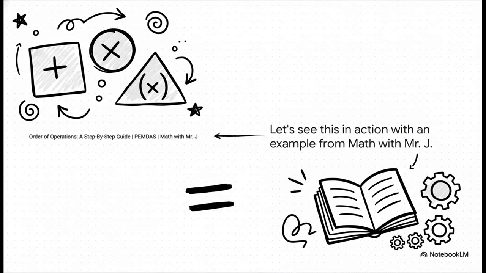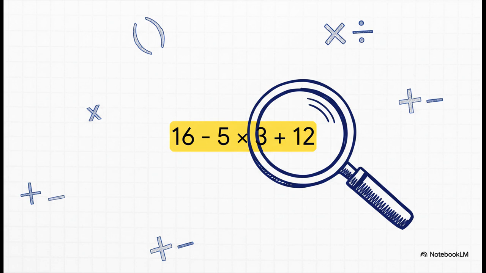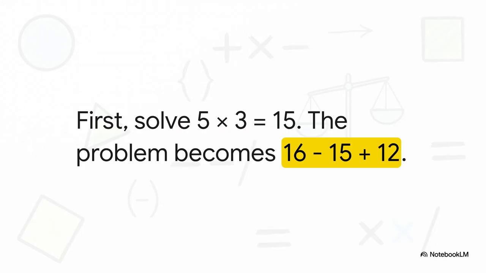All right, theory is one thing, but let's actually make this real. We're going to walk through an example from one of our sources and see how PEMDAS actually works out in the wild. So here's our problem. 16 minus 5 times 3 plus 12. We've got subtraction, multiplication, and addition all in there. So, according to our PEMDAS rules, what do we do first? Exactly, the multiplication. So the very first thing we do is solve 5 times 3, which is 15. Now our problem is a little simpler. It's 16 minus 15 plus 12.